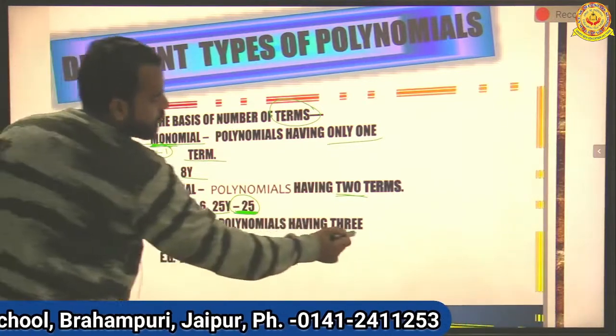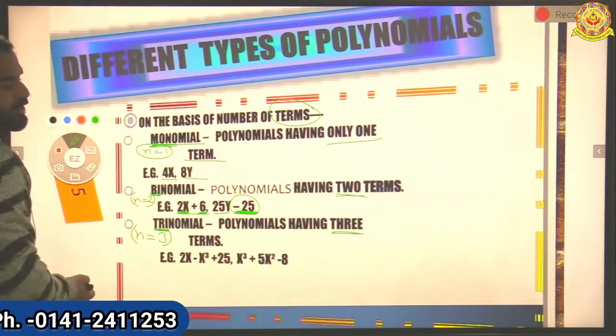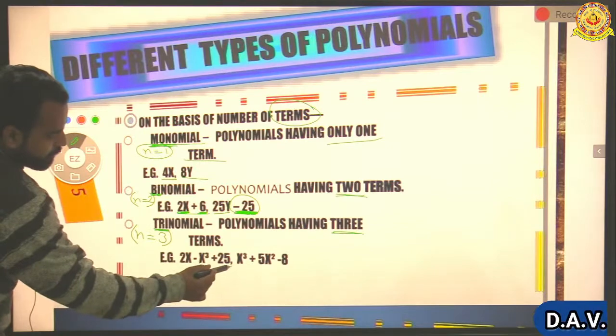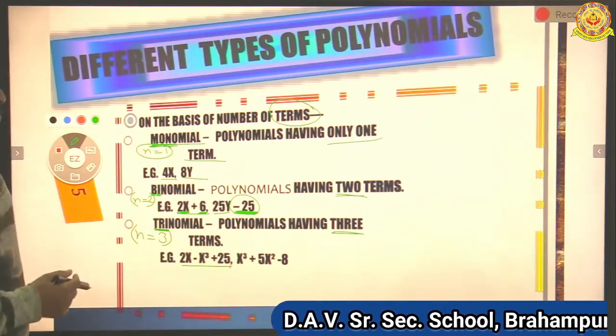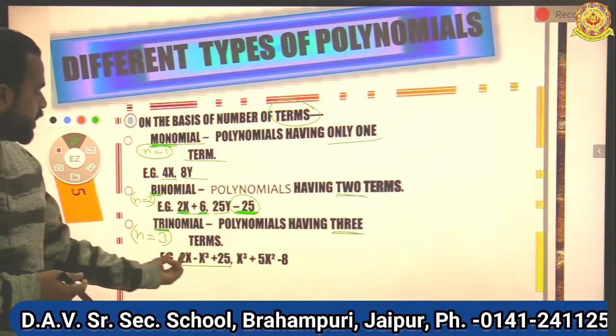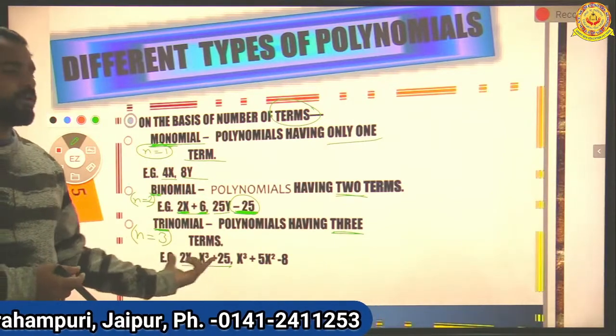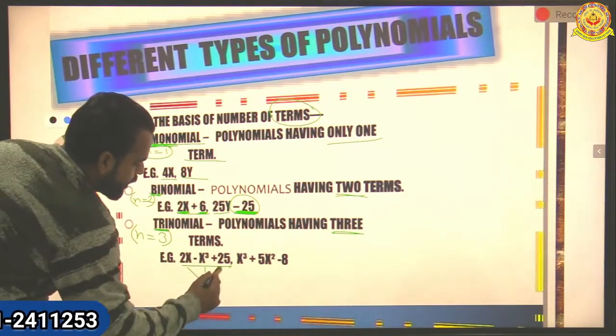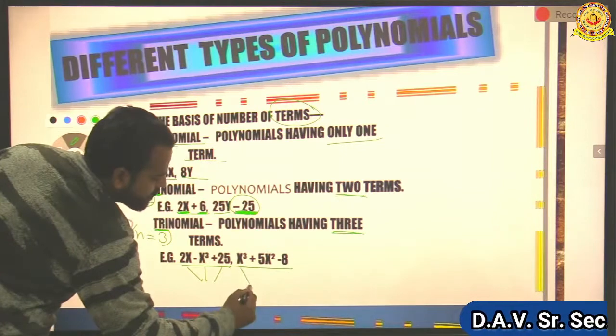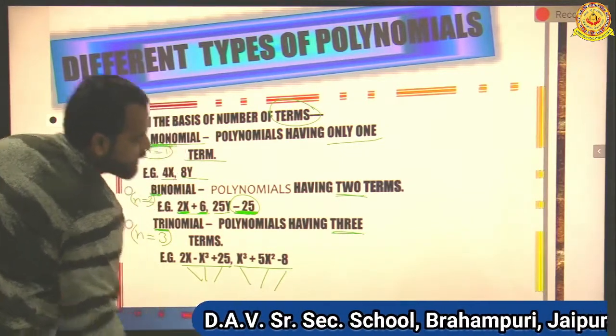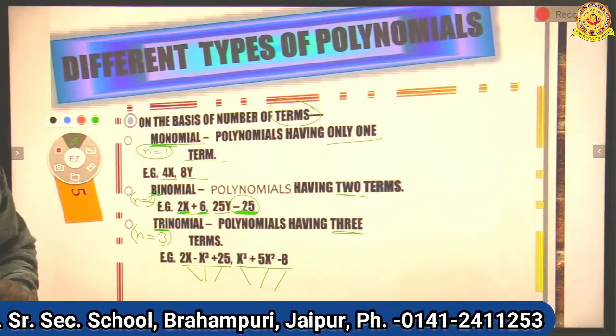A polynomial having 3 terms is a trinomial. For example, 2x minus x cube plus 25. 3 terms are there: 2x, minus x cube, and 25. So these are trinomials. Similarly here, x cube, 5x square, minus 8. These are the 3 terms. That's why it is a trinomial.